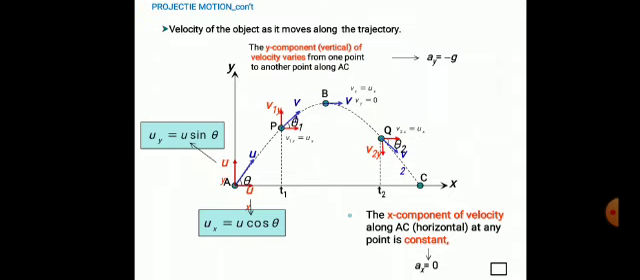Let me summarize that. For projectile motion, the velocities along the y component vary, giving acceleration ay equal to minus g. And the second concept is the velocity along the x component is constant, giving no acceleration along the x component.